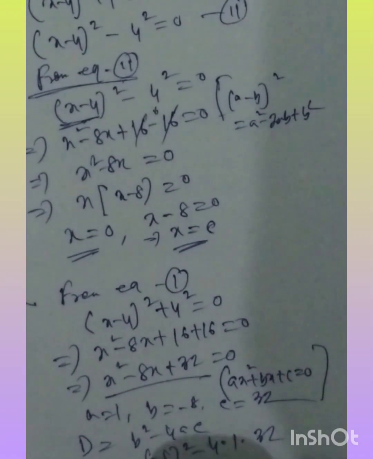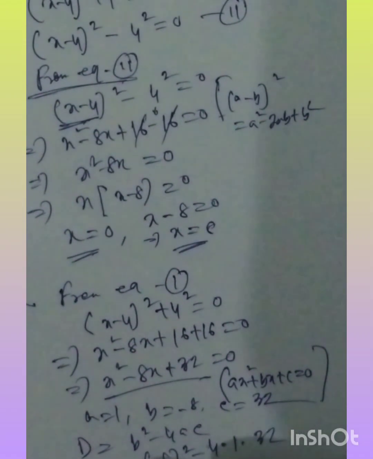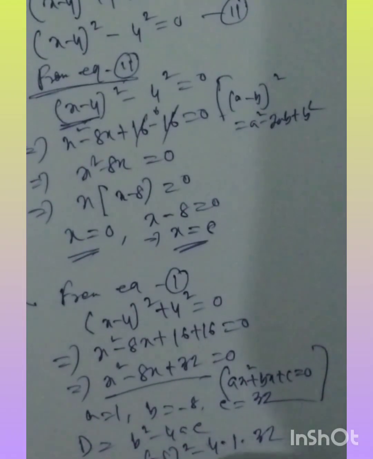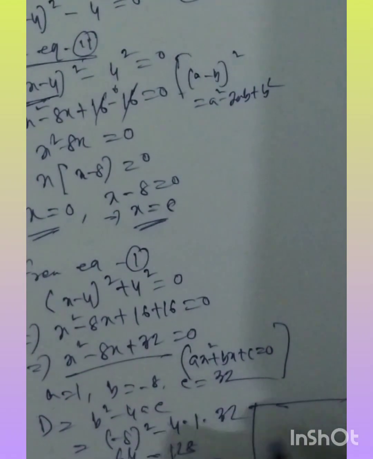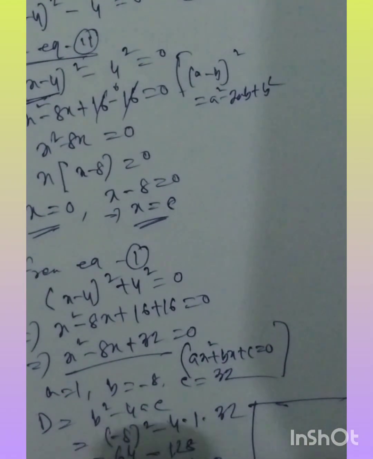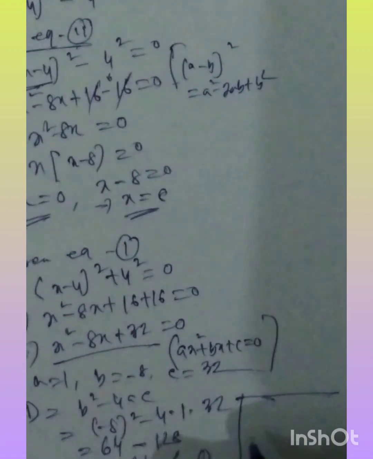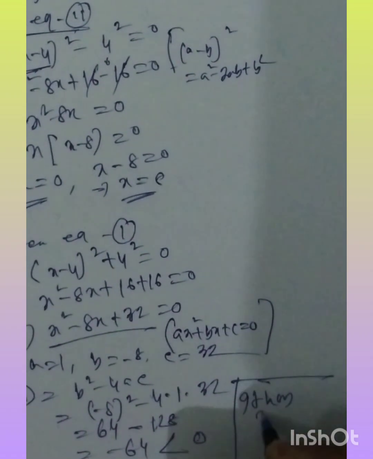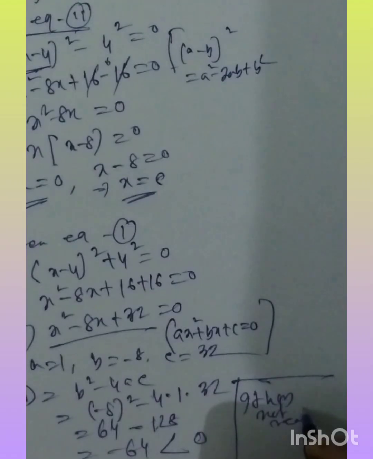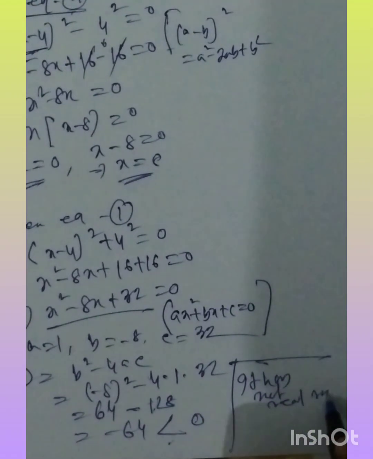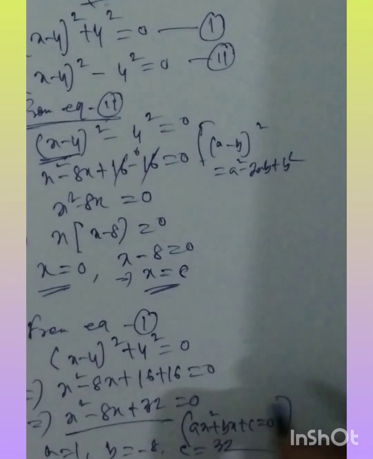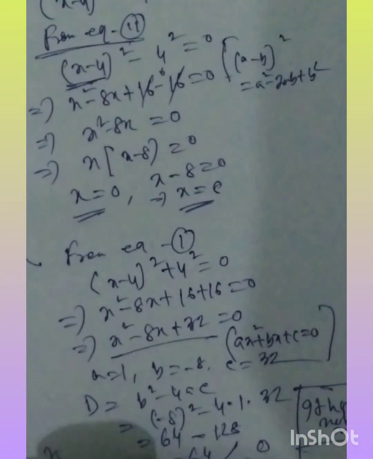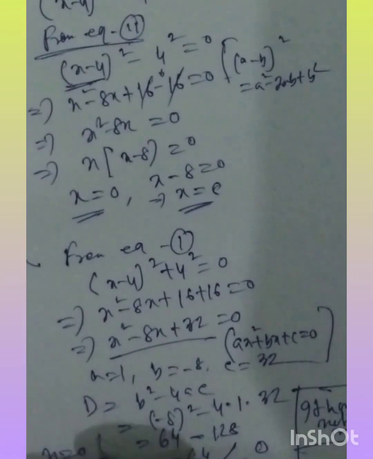(−8) whole square, that is 64, minus 128, that is −64, which is less than 0. Now we can write here D is less than 0. It has no real root. That is, the solution of the equation is x is equal to 0 and x is equal to 8. This is the answer.